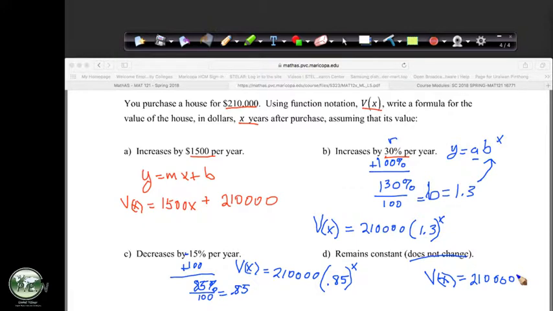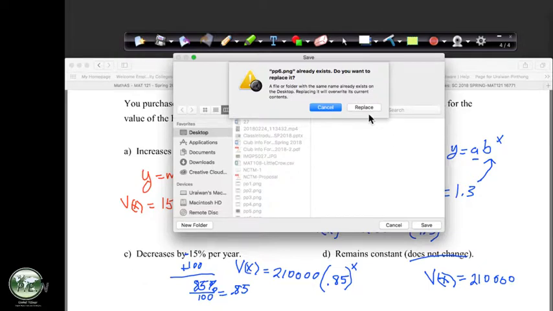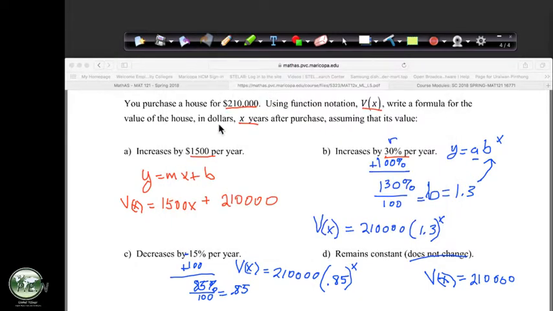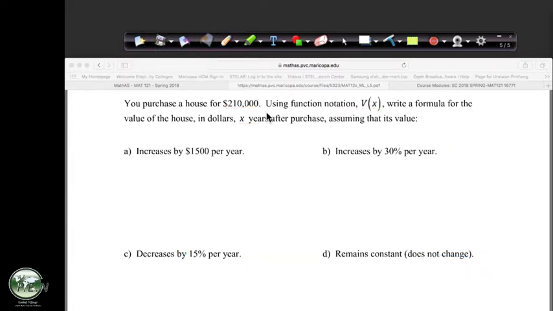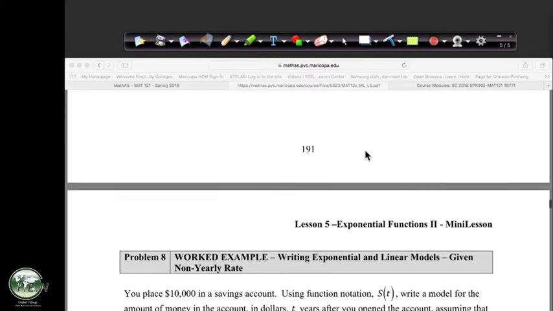Okay, good. Let's take another picture. There we are. Page 6. More practice with those. That's good.